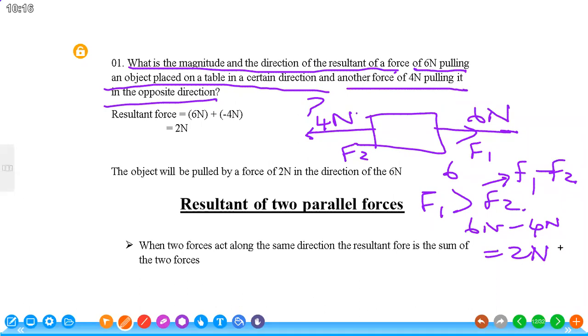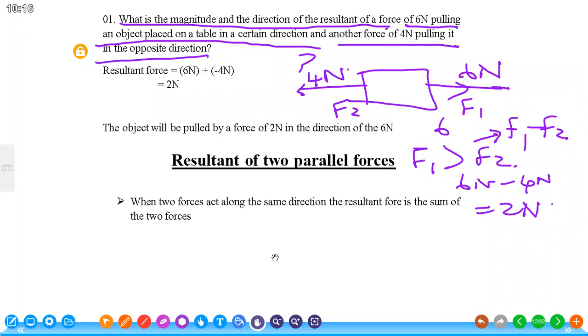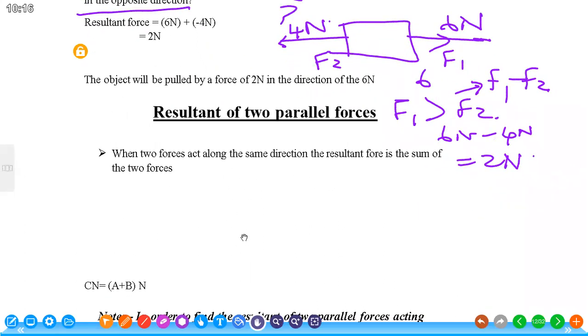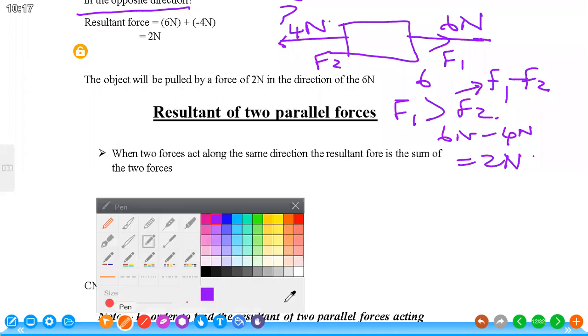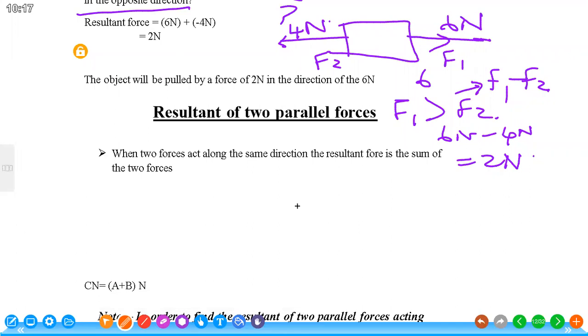Resultant of two parallel forces. When two forces act along the same direction, the resultant force is the sum of the two forces. So the resultant force is equal to A plus B. Now we are going to observe the figure to understand it.